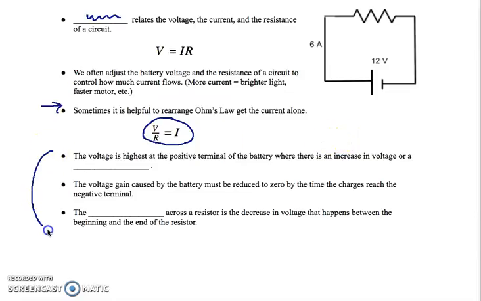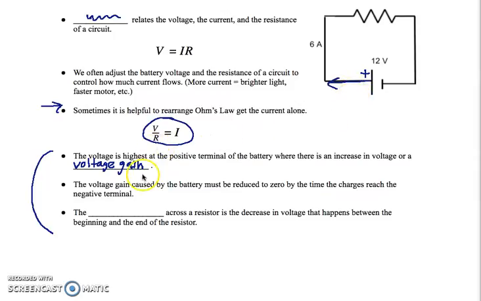And the last couple terms right here. Voltage is going to be highest at the positive terminal of the battery, where there's going to be an increase in voltage, or we'll call it a voltage gain. So if we have the circuit right here, the longer end is the positive end. Basically on this side of the circuit, the charge is going to flow this way. You're going to get an increase of voltage, a voltage gain right here from the battery or the outlet or whatever.